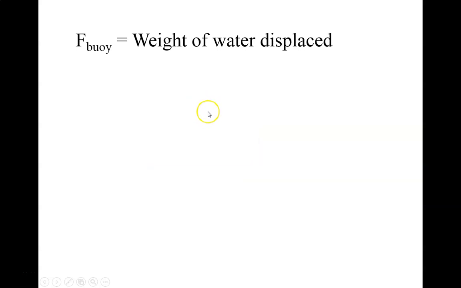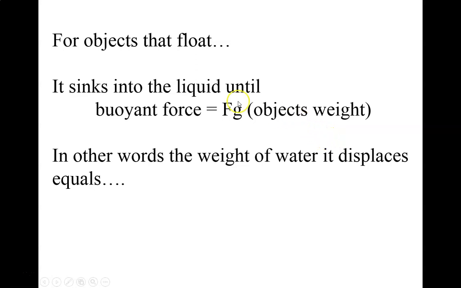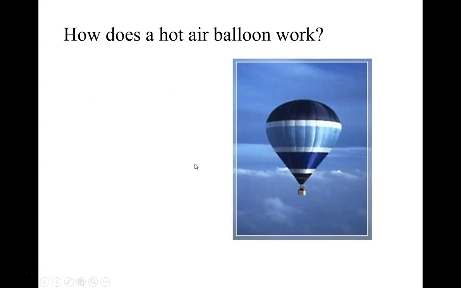So, all right, remember from before, the buoyant force is equal to the weight of the water or fluid displaced. It's really fluid displaced, not just water. So for an object that just sinks, its weight is greater than the buoyant force. So how does the density connect here? Well, if an object weighs more than the fluid it's displaced, then it must be more dense. For an object to float, it sinks into the liquid until the buoyant force is equal to the weight of the object. In other words, the weight of the water displaced is equal to the weight of the object itself.